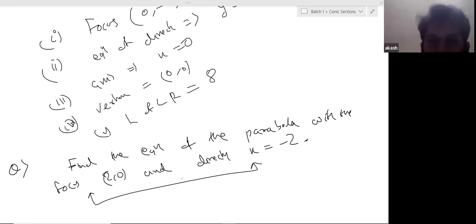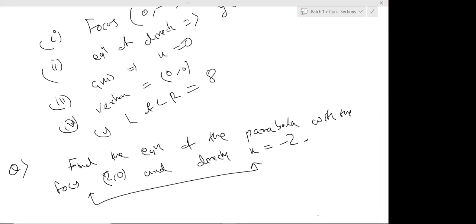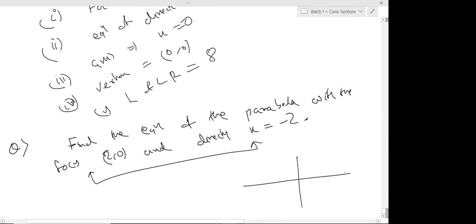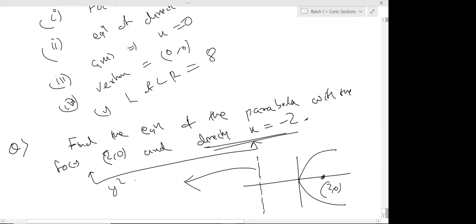All right, how to solve this? See, try to draw the rough diagram. It will make it very easy. Directrix is x equals minus 2, means directrix is here, focus is here. So the parabola is like this, and this is which type? Type 1. y square equals 4ax. The value of a is 2. That means y square equals 8x. Easy.